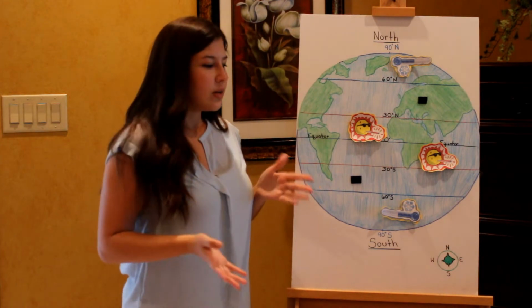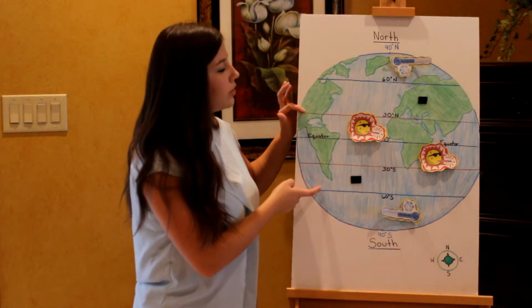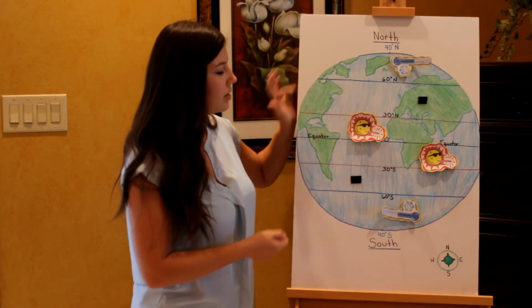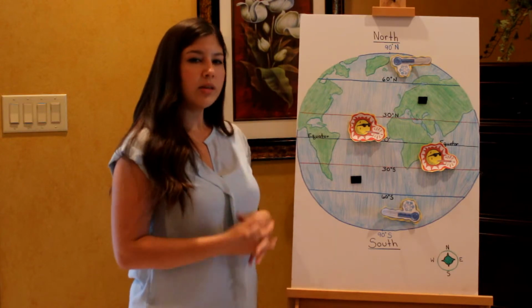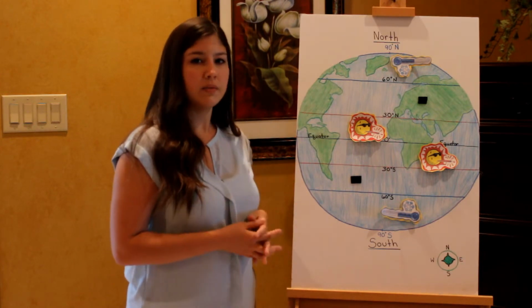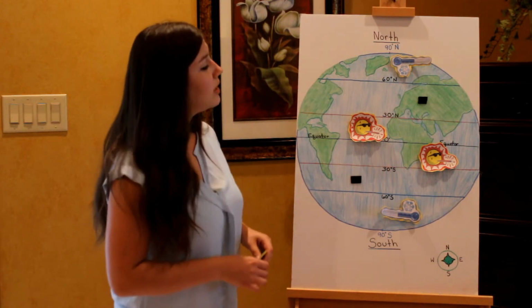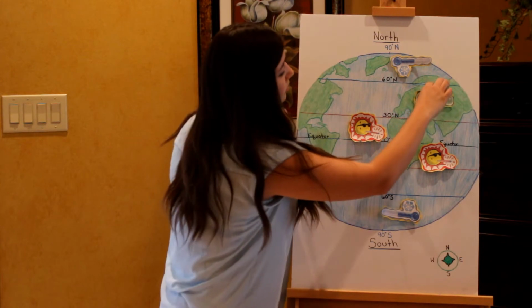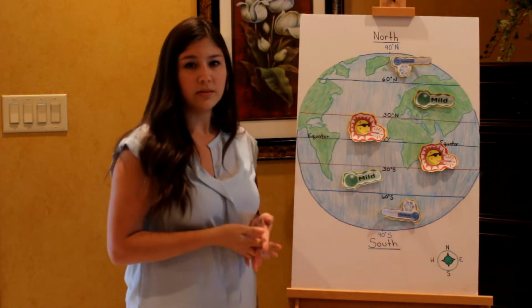Now, I'm sure you've noticed that we have a little space here between 30 degrees and 60 degrees north and 30 degrees and 60 degrees south. What do you think the climate is going to be like in these two areas, in these two hemispheres? Well, the climate is actually very mild. Why do you think it's so mild?